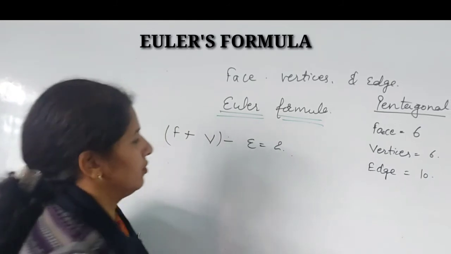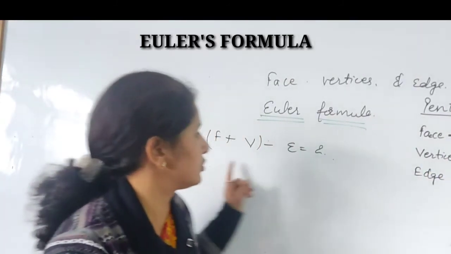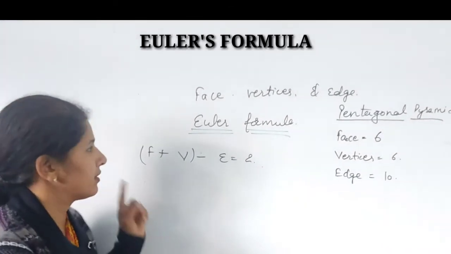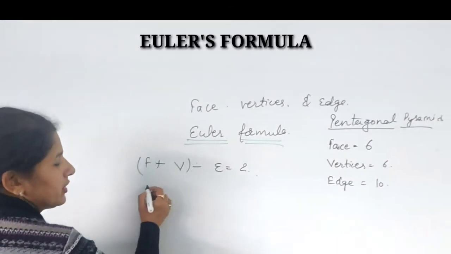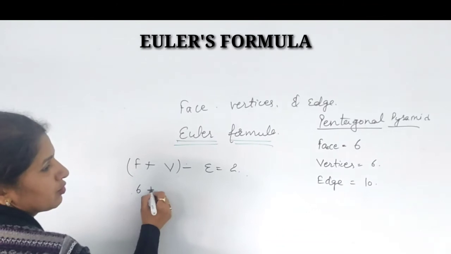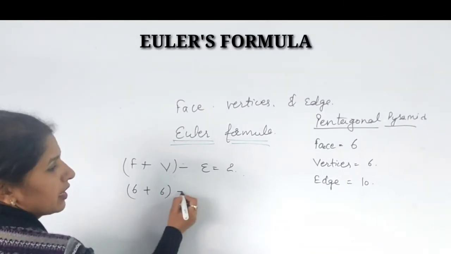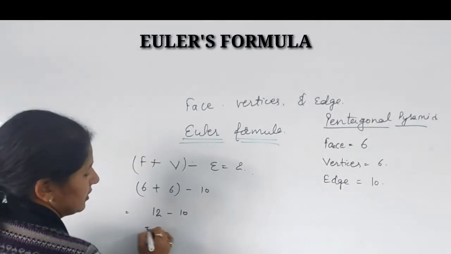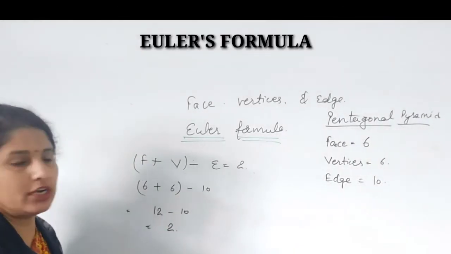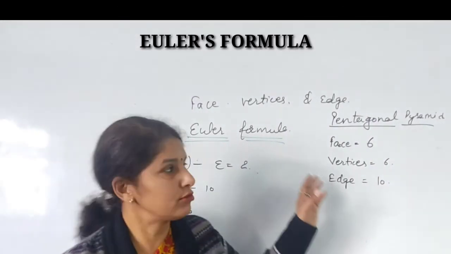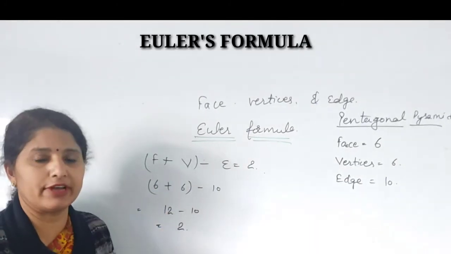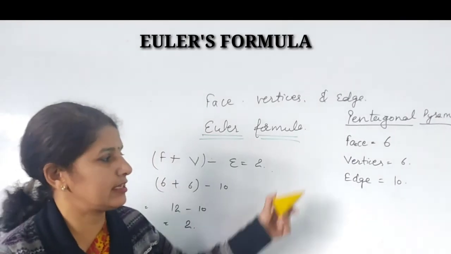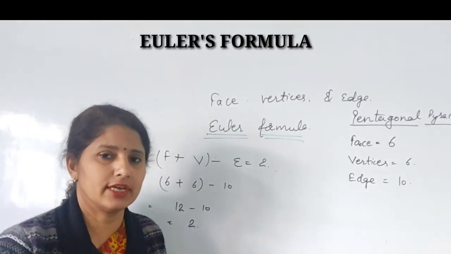So now we will verify this using the Euler formula. Put it here: faces are 6, vertices are also 6, and edges are 10. Then it is 12 minus 10, and this is 2. It means it is correct. So by using the Euler formula, you can also verify the faces, vertices and edges of any figure.